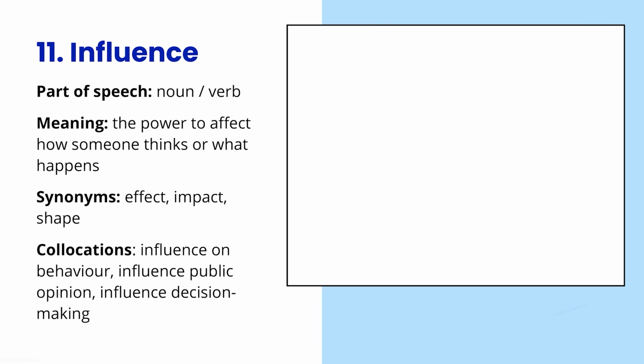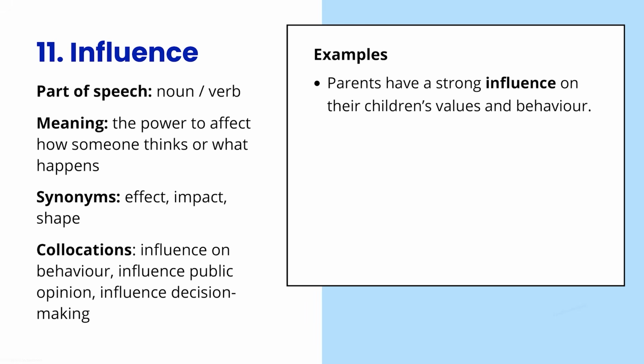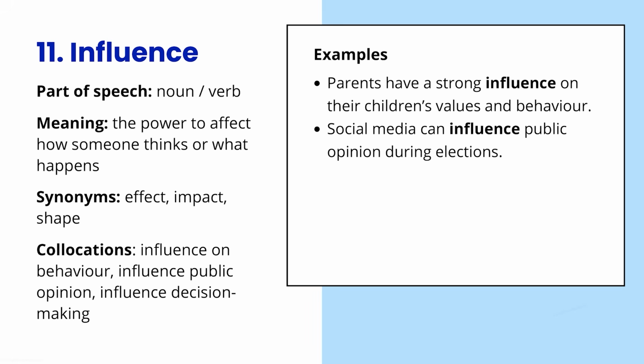So this means the power to affect how someone behaves. Influence public opinion. So this means the power to affect how the public thinks about a specific issue. And influence decision making. Examples: parents have a strong influence on their children's values and behavior. Well, this is very obvious because parents are the ones that teach their children, so they have the power to affect how their children think. Social media can influence public opinion during elections.